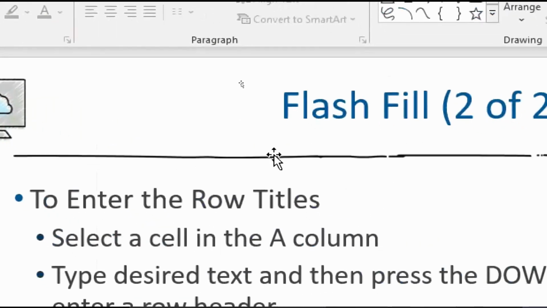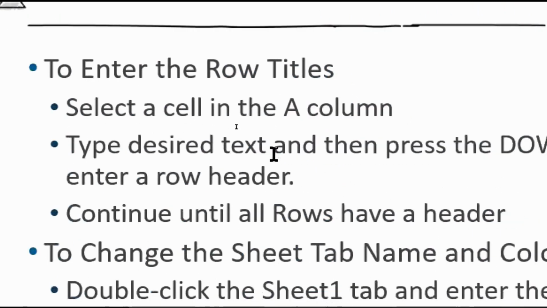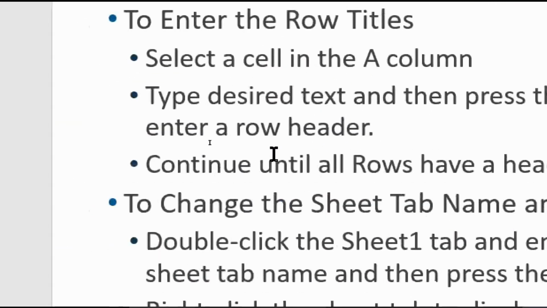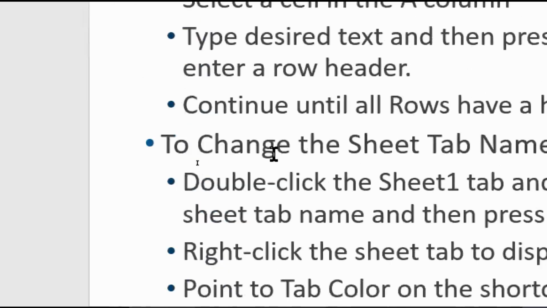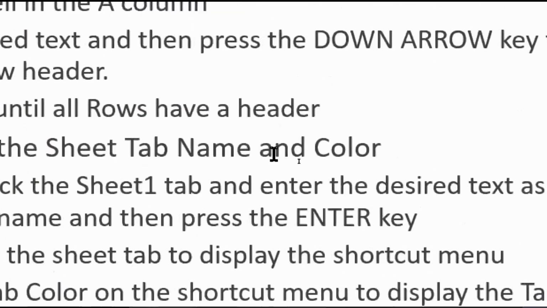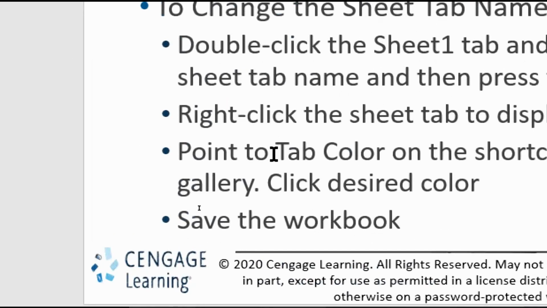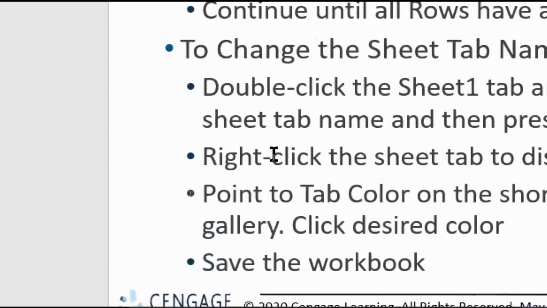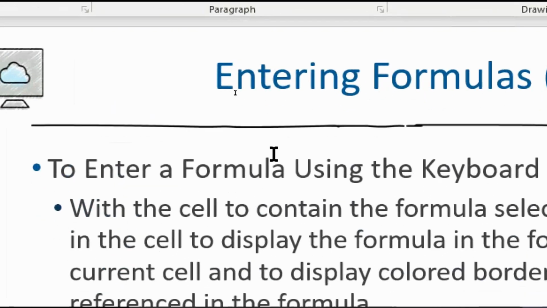All right, so entering row titles. This is pretty much exactly what you're familiar with. We've already done sheet tab, name, and color. This is all very basic stuff that we did last week. So we're going to pass over that. And if you do need a refresher, remember that last Wednesday's lecture is on stream for you to view.